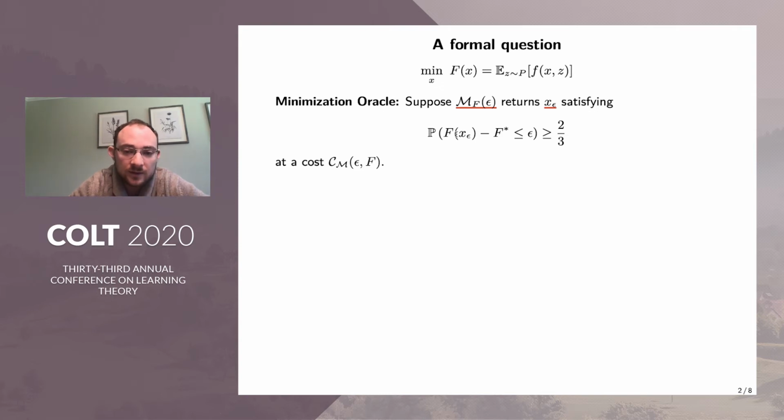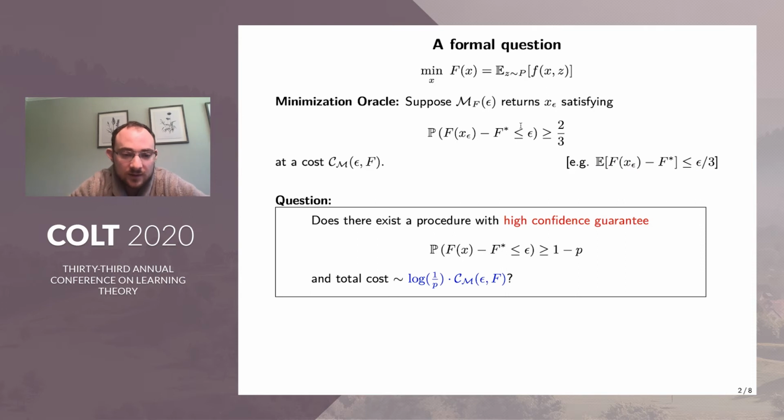It will find a point that's epsilon suboptimal with probability 2/3. And the cost, denoted in this way, C sub M, M is going to be the algorithm. So in particular, the algorithms I've alluded to on the previous slide that give you expectation bounds, by Markov's inequality immediately give you success with fixed probability 2/3. Okay, so the question now is, can we boost? What is the true cost of boosting the 2/3 probability to be 1 minus p?